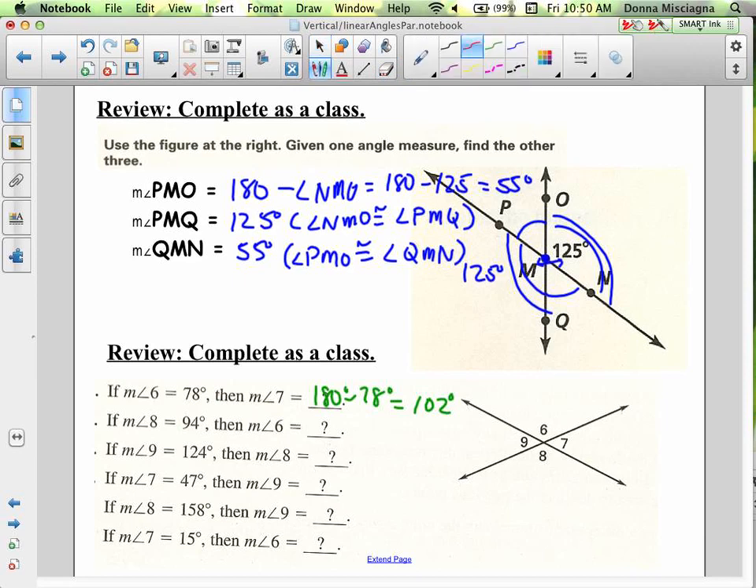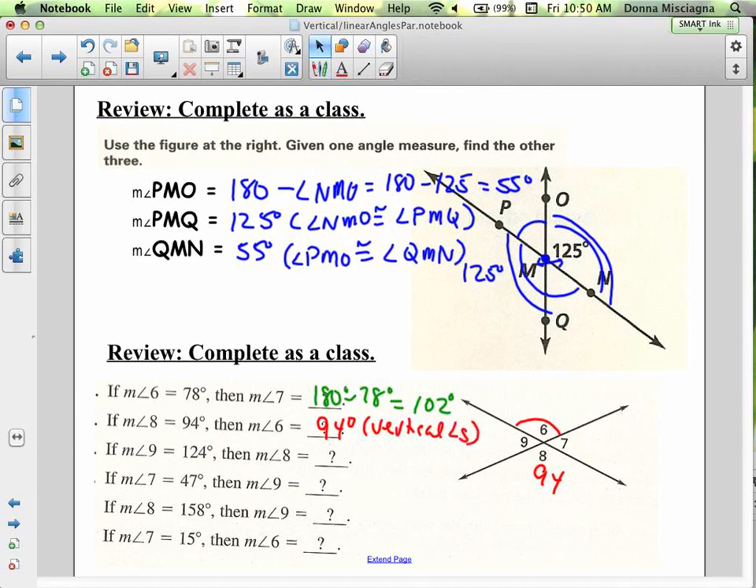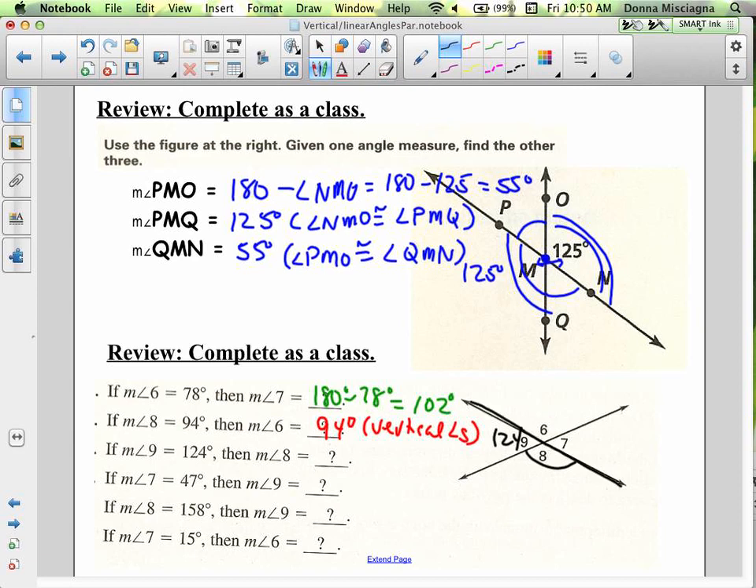The measure of angle 8 is 94 degrees. Find the measure of angle 6. Well, those are vertical angles. So if angle 8 is 94, angle 6 is 94 because they're vertical angles. Now let's find the measure of angle 8. We're given the measure of angle 9. That's 124 degrees. And we want this one. Right? Well, together they form a linear pair. They form a straight angle. So angle 8 is going to be equal to 180 degrees minus 124. So that's going to be 56 degrees.